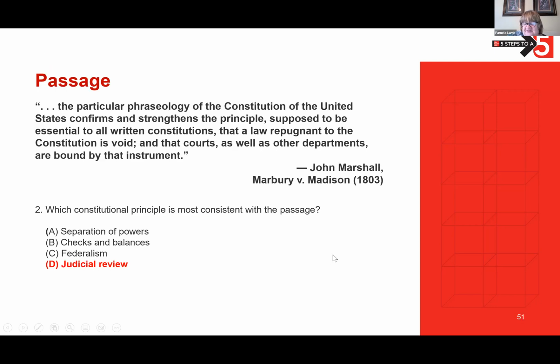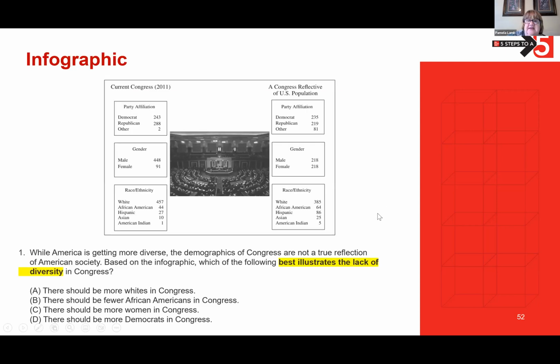So judicial review. Okay, you can see though that a lot of the answers are right there in front of you. Don't let these kinds of questions scare you. Okay, infographic, you will have one infographic on the exam that might have 2 to 4 questions, probably just a couple, maybe 3. And an infographic is just, it might be a picture, it might be some kind of information.